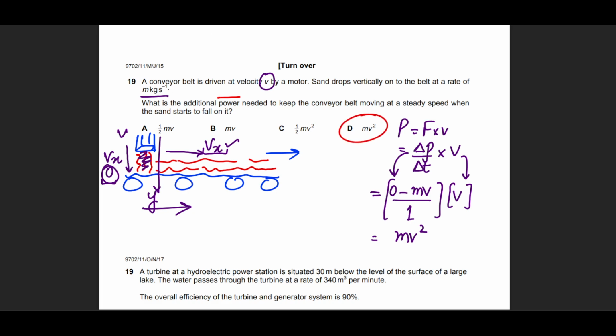In this case, the additional power required, apart from supporting the frictional losses and everything, will be mv square. So if you put more mass, and you want it to move at a higher speed, then most definitely you need to provide more rotational energy through the electric motors to this conveyor belt.